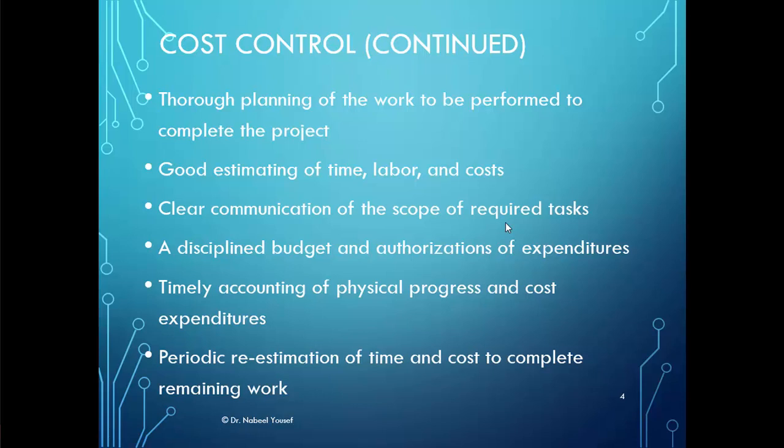To avoid any problems of cost variability, planning of the work to be performed should be done. As we estimated the time, a good estimation for the resources and the cost should also be completed. The scope should be clearly understood and communicated. Once we have the estimated cost, a controlled budget will be authorized, tying the budget to a physical process of the project. In addition, there should be periodic re-estimation of time and cost to complete remaining work.